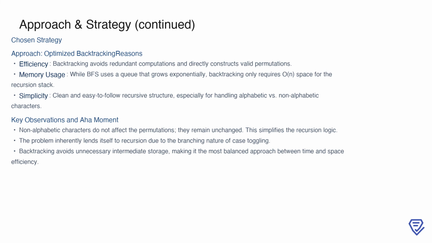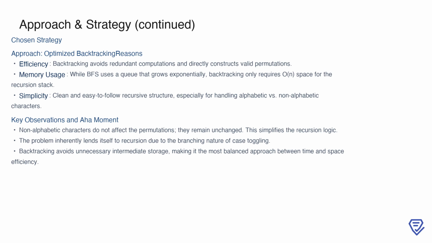Among the approaches discussed, the chosen strategy is optimized backtracking, and there are compelling reasons for this choice. First, backtracking is more efficient as it avoids redundant computations and directly constructs valid permutations without unnecessary intermediate steps. Second, it is more memory efficient compared to BFS, requiring only n space for the recursion stack, whereas BFS uses a queue that grows exponentially with the number of permutations. Lastly, the simplicity of the recursive structure makes it easier to handle the distinction between alphabetic and non-alphabetic characters.